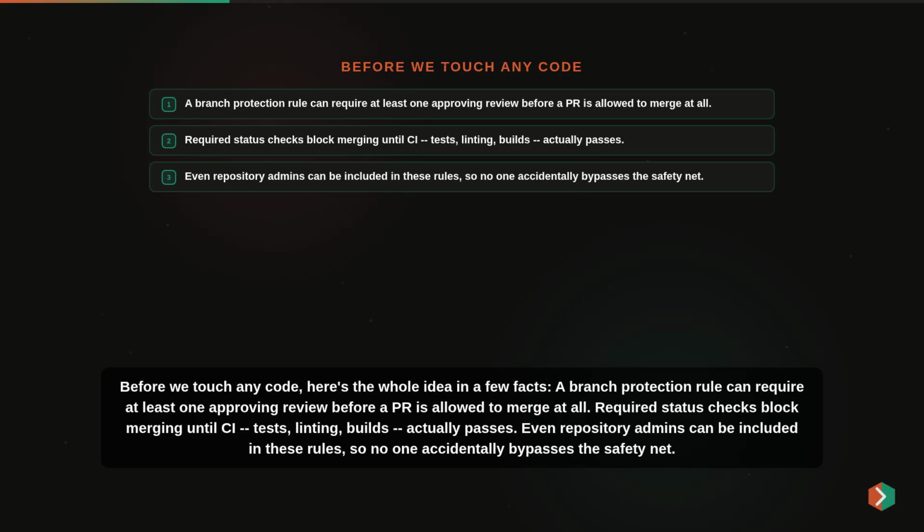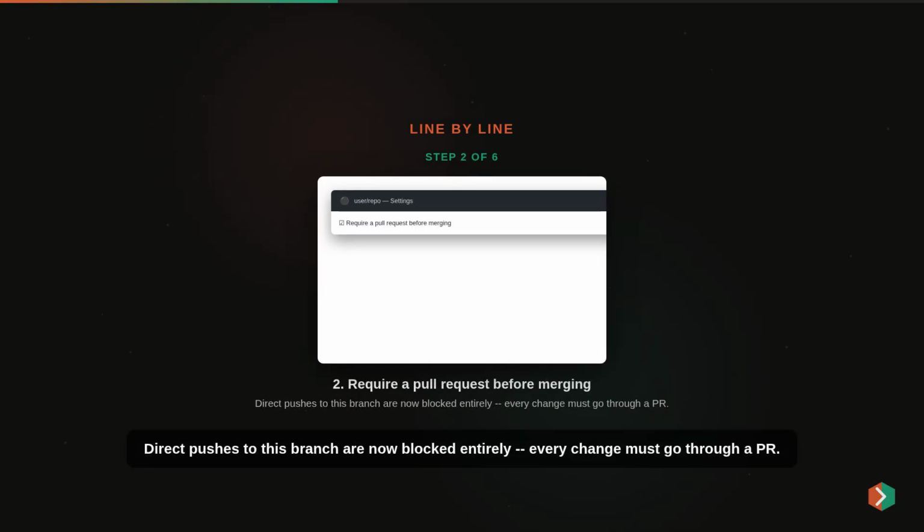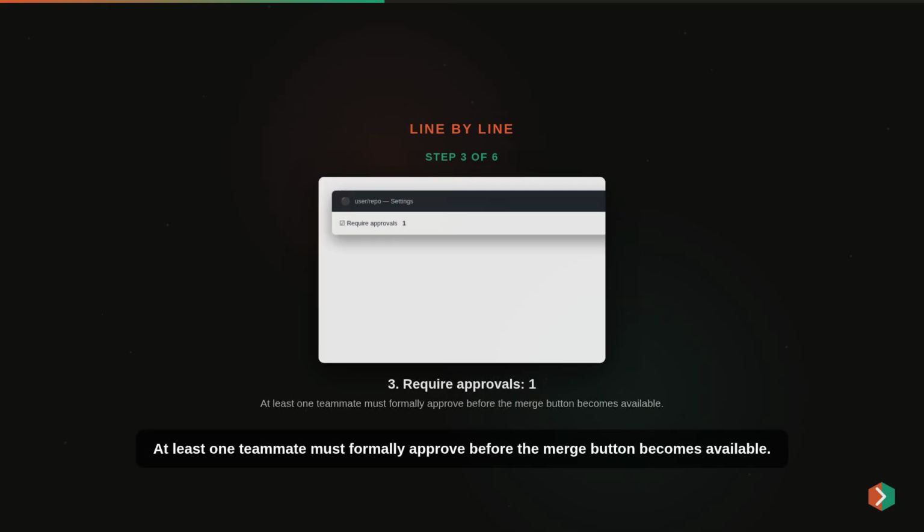Even repository admins can be included in these rules, so no one accidentally bypasses the safety net. Creates a new protection rule targeting a specific branch, typically main. Direct pushes to this branch are now blocked entirely. Every change must go through a PR. At least one teammate must formally approve before the merge button becomes available.